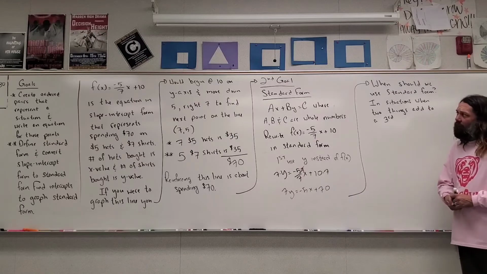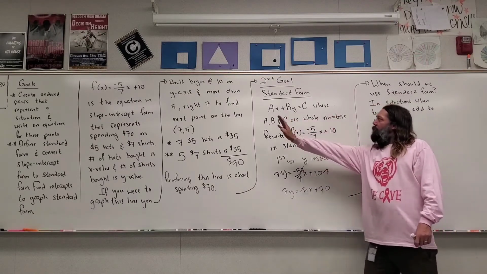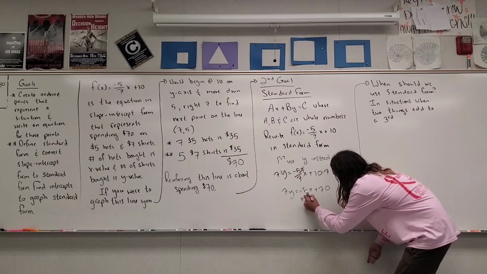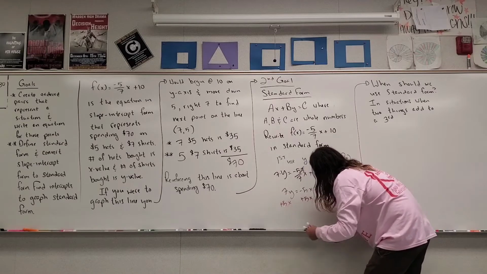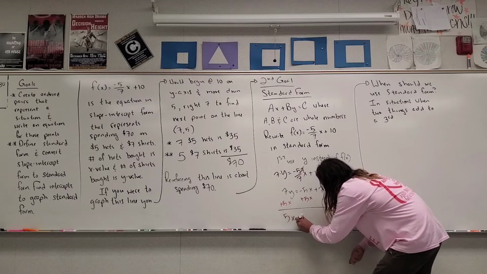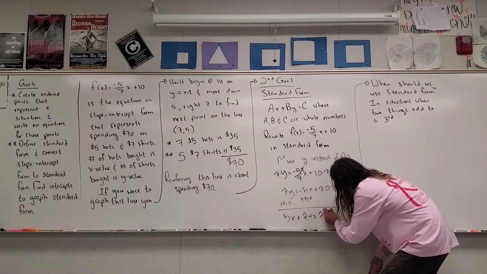Now, this is not quite in standard form because ax and by are not on the left side of the equal sign. I can fix that really quick by adding 5x to both sides, and we're going to get 5x plus 7y is equal to 70.